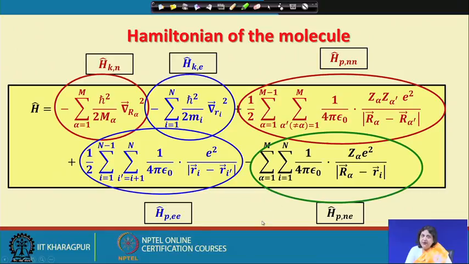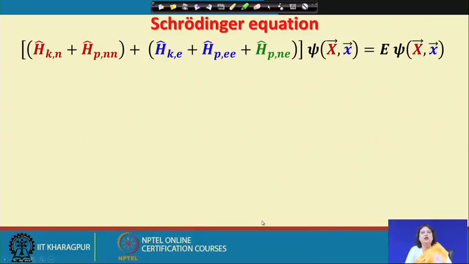Now, a simplified and compact notation of the Schrodinger equation to be solved is given like this, where these red capital X's represent all the position coordinates of all the nuclei present in the system, and these blue small x's represent the position coordinates of all the electrons present in the system.